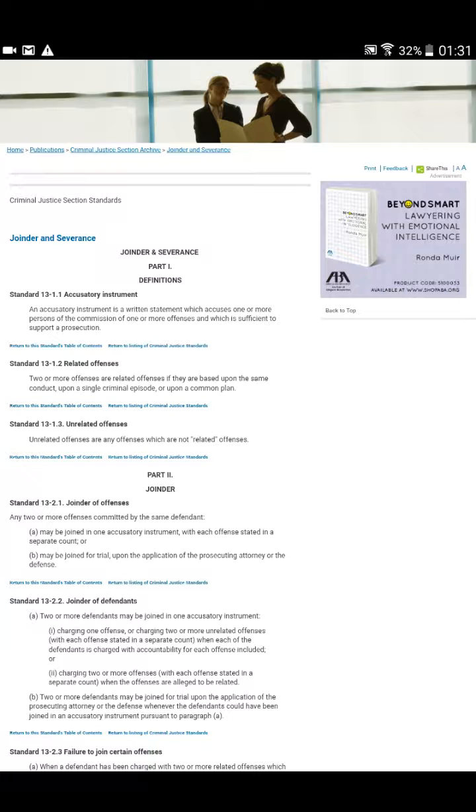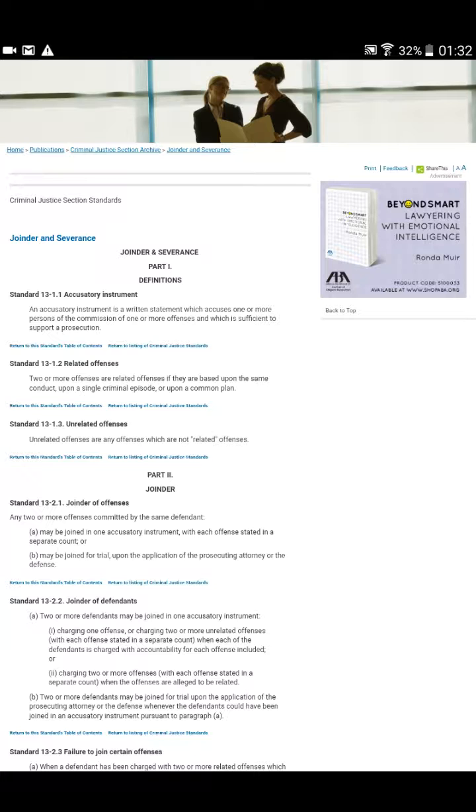Now, understanding what an accusatory instrument is, it is a written statement which accuses one or more persons of the commission of one or more offenses and which is sufficient to support a prosecution. Related offenses, two or more offenses, are related offenses if they are based upon the same conduct, upon a single criminal episode, or upon a common plan.